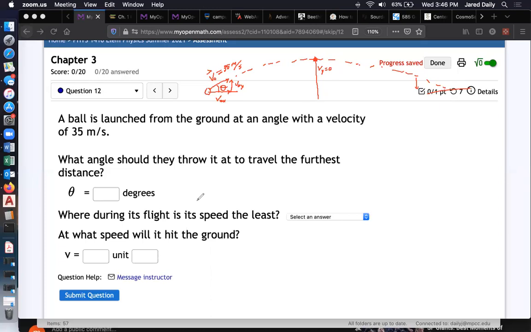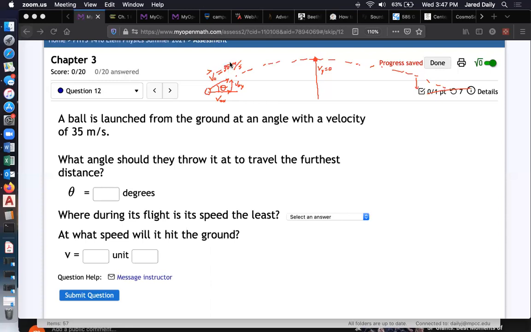Particularly, we can use that symmetry to take advantage of this answer right here and this answer right here. Where during its flight will its speed be the least? So what is the answer going to be for that one? The way that you think about this is, well, the overall speed is the magnitude of the velocity. The magnitude of the velocity here is 35 meters per second, and the direction is at some angle theta.